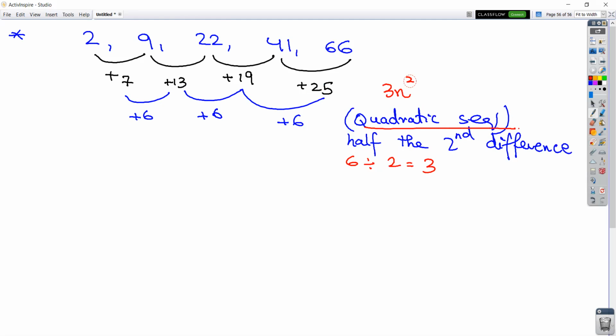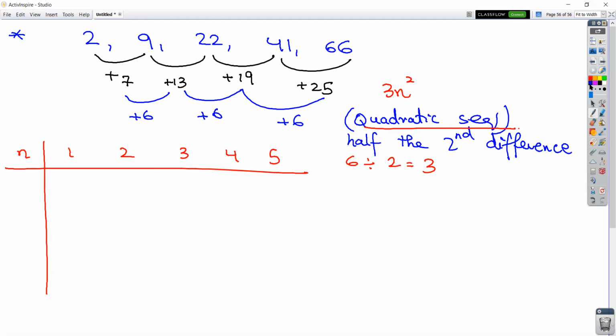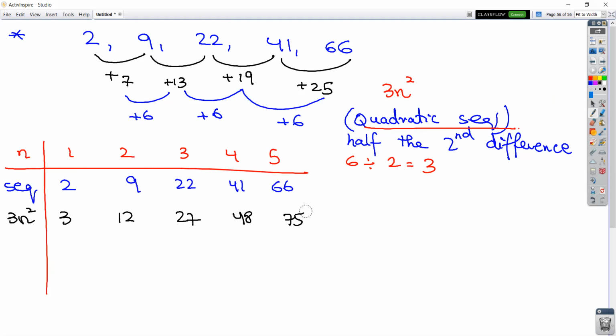We need to find out the next terms of the quadratic sequence. We're going to draw the table now. So this is n with 1, 2, 3, 4 and 5. Then we're having the terms from the sequence, which is 2, 9, 22, 41 and 66. Then the first term which we get is 3n squared, and as we have done in previous examples, we'll be getting 3, 12, 27, 48 and 75.